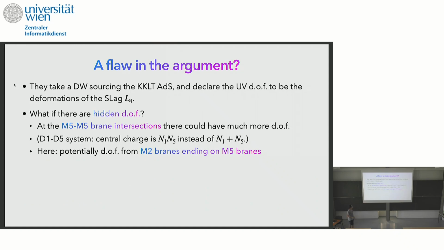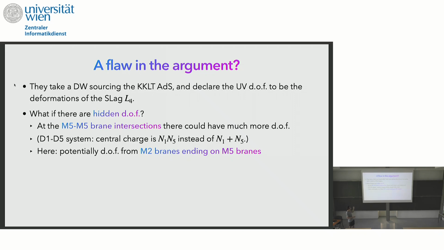So there could be a flaw in the argument, and the flaw is that the Harvard group was taking a domain wall that is sourcing the KKLT AdS and declaring that the UV degrees of freedom are the deformations of the special Lagrangian. Right. So this strategy works for black holes, where you can compare what the CFT is giving you to the macroscopic result of the entropy. But here you don't have the entropy to compare with. So how do you do it? And so the idea is that you could, in principle, have hidden degrees of freedom.